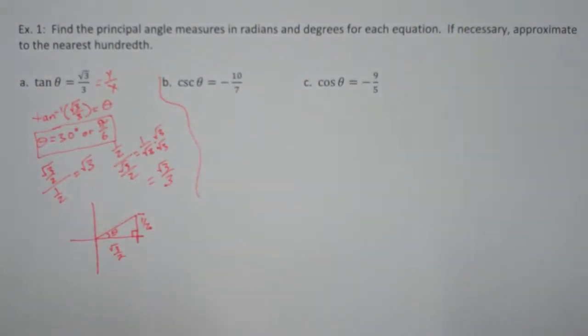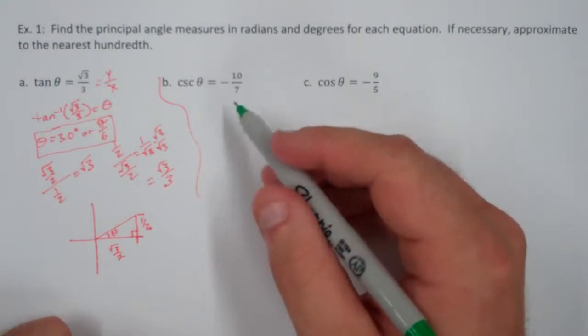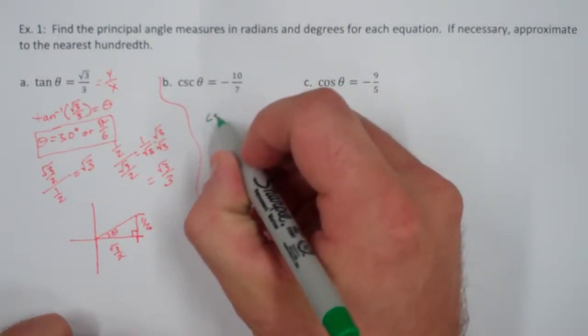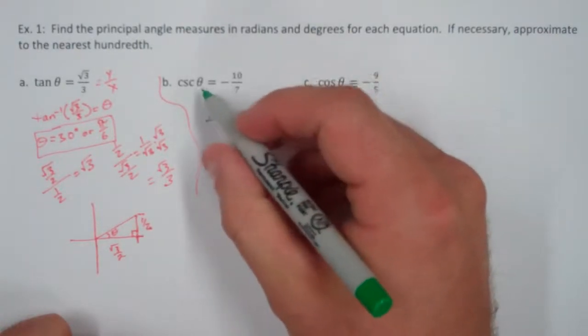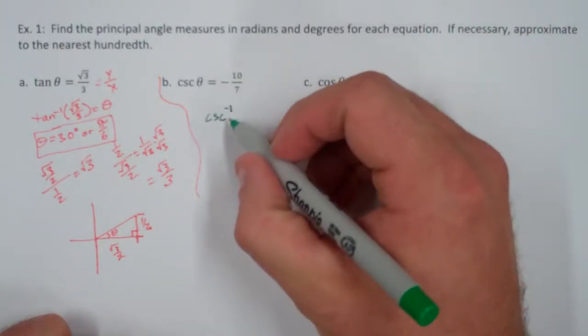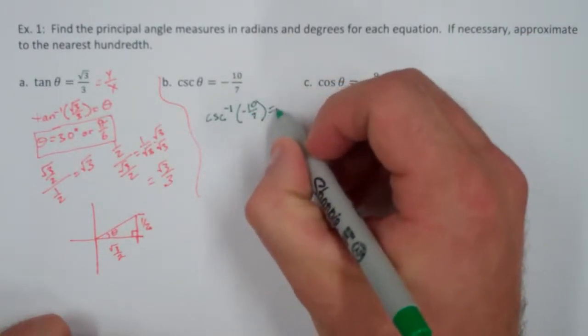Let's take a look at the cosecant of theta, and that's got to be negative 10 over 7. Alright, and with the cosecant here, we need to use both our reciprocal and inverse knowledge. So what we're really doing here is we're taking the cosecant of some angle, and that's giving us negative 10 over 7. So we could write the inverse cosecant of negative 10 over 7, and that should give us some angle.